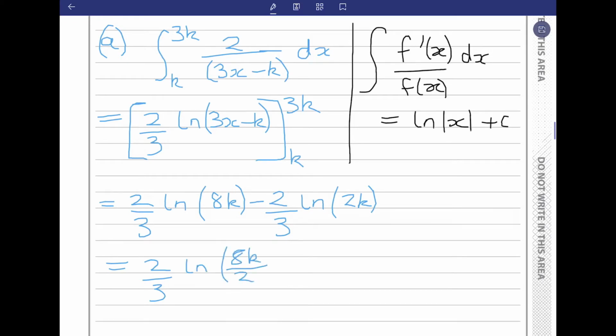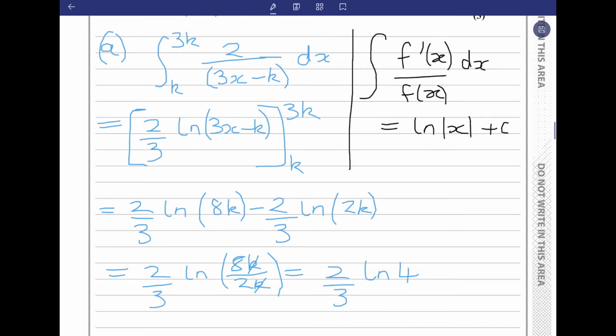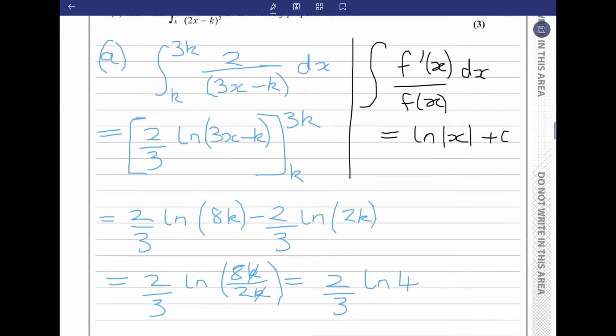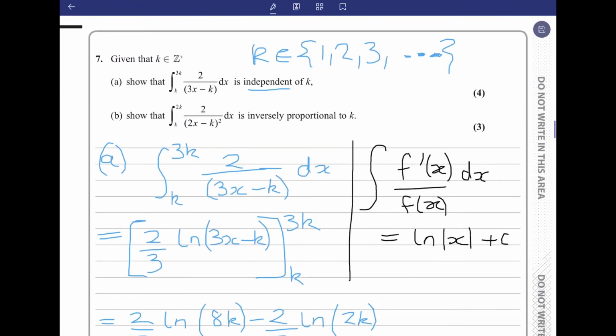8k over 2k. And then the k's cancel, 8 over 2 is 4, so we get 2/3 natural log of 4. Okay, so I hope that makes sense. If it doesn't, just pause the video and slowly go through the workings, and hopefully you'll get there. So the reason this is independent of k is because it doesn't depend on k, if that makes sense.